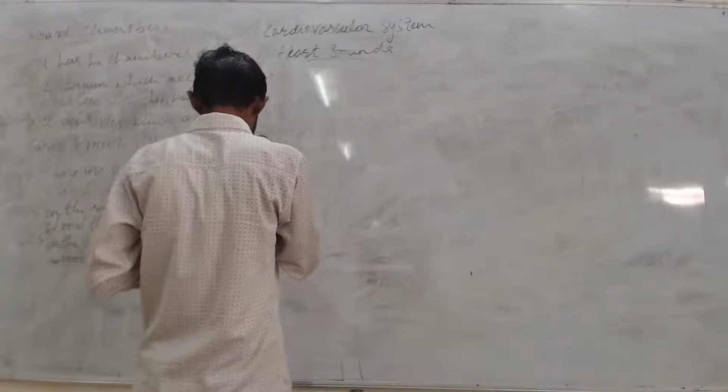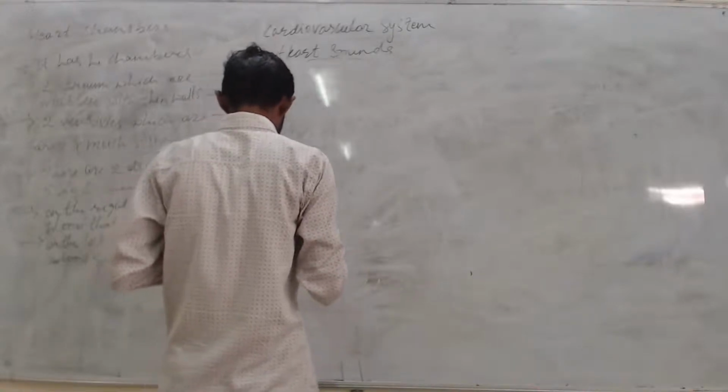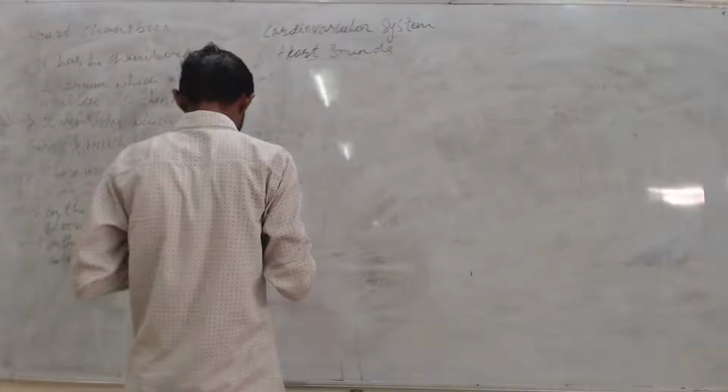The right atrium receives the deoxygenated blood from the superior vena cava.